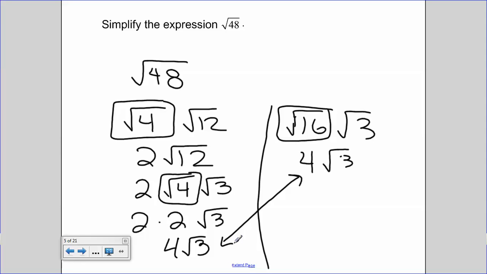I don't care which way you do it. Some people like to start small and then break it down. Some people like to keep looking until they find the largest factor that's a perfect square. I really don't care which way you do it. You're going to come up with the same answer. Less chance of a mistake if you do it on the right side as the left. Let's look at some more.